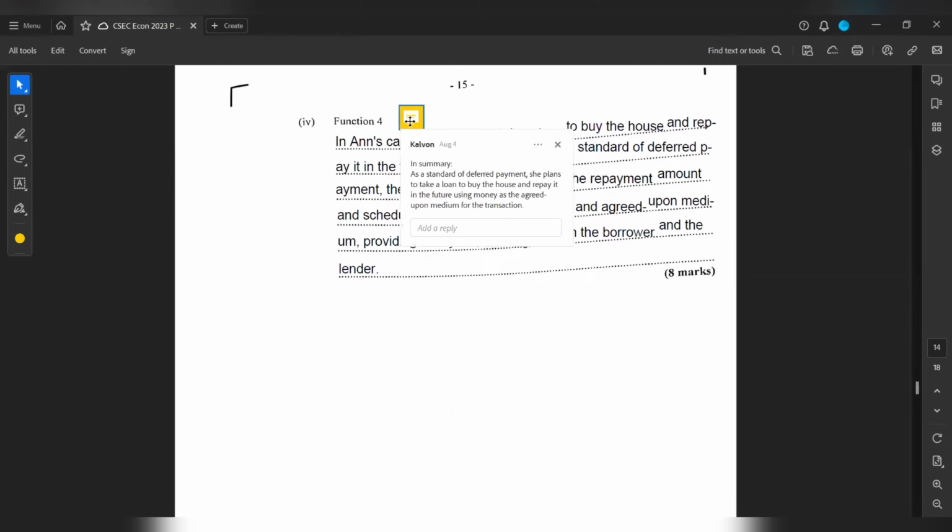In summary, as a standard of deferred payment, she plans to take a loan to buy the house and repay it in the future, using money as the agreed upon medium for the transaction.